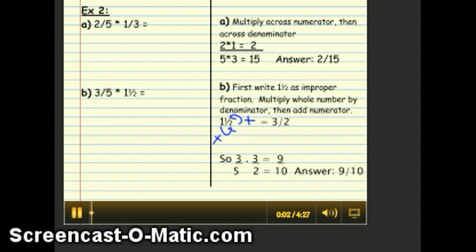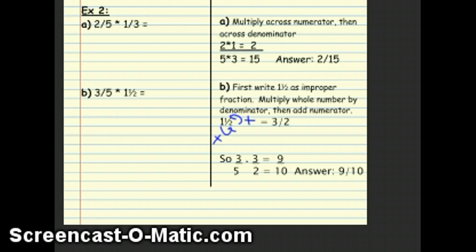Alright, back with the rest of example 2. The video cut us off. So the problem is 3/5 times 3/2. So we just multiply straight across. 3 times 3 is 9, 5 times 2 is 10, so our answer is 9/10.